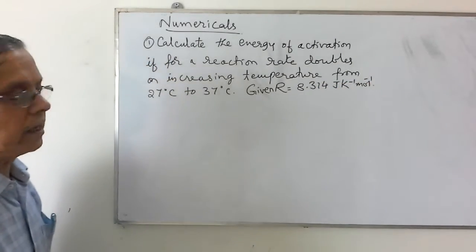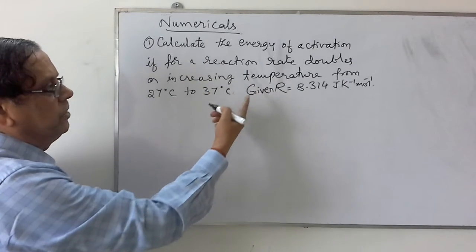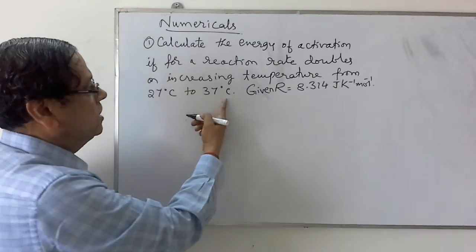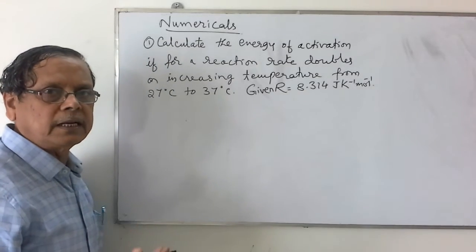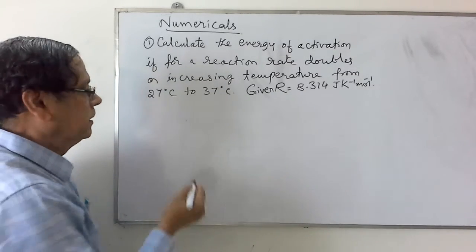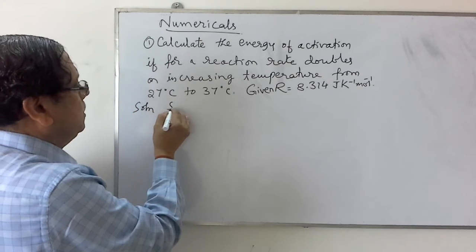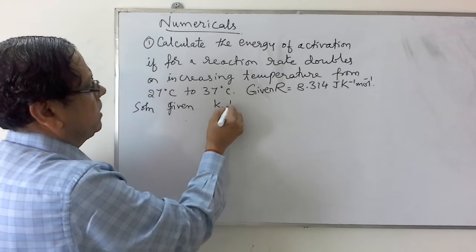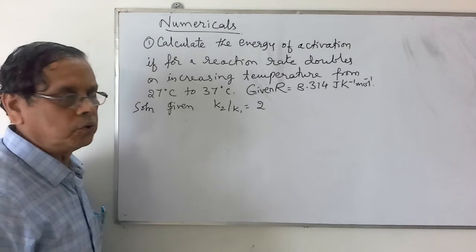So you are supposed to calculate the energy of activation by knowing this temperature coefficient. If temperature is increased from 27 to 37 degree Celsius, it is given that the rate doubles. When rate doubles, the rate constant also doubles. That is, it is given. Solution: it is given that K2 by K1 is 2.